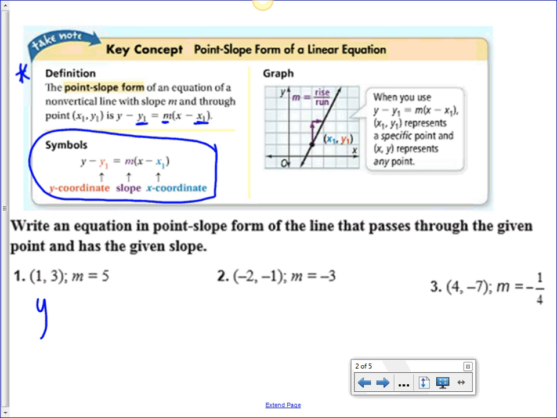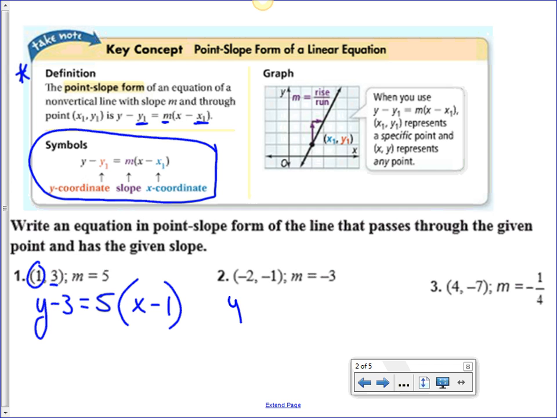So we're going to have a y minus the y value. Well, what is the y value? The y value, or the y coordinate, is a 3. And it says equals. The m is the 5, and it's going to be an x minus the x coordinate. What's the x coordinate? X coordinate is right here, so it's an x minus a 1. So that would be your equation in point slope form, and you would be done. Okay, next one.